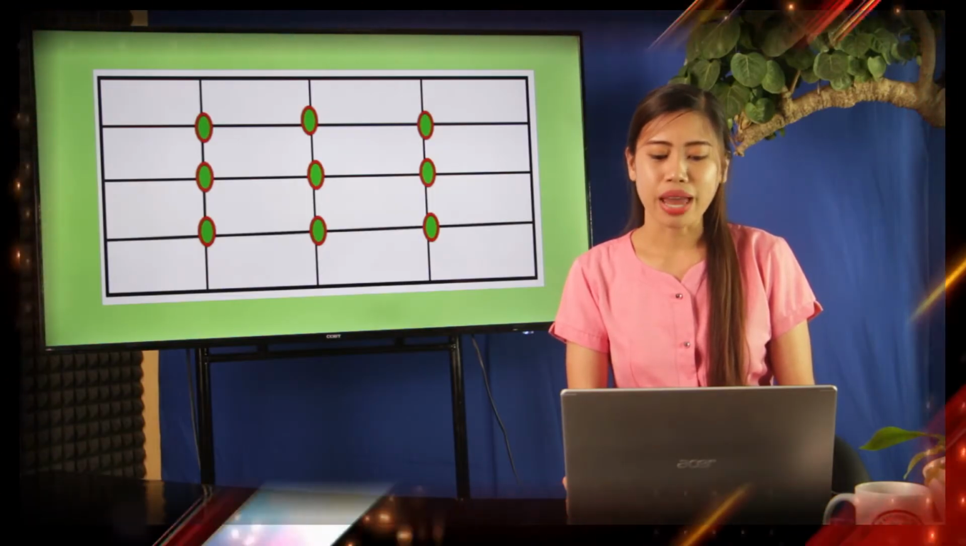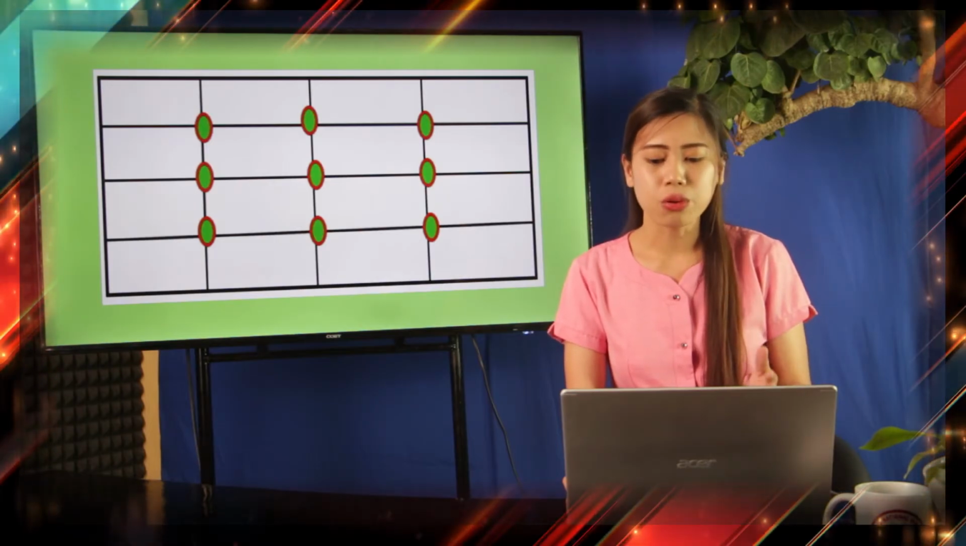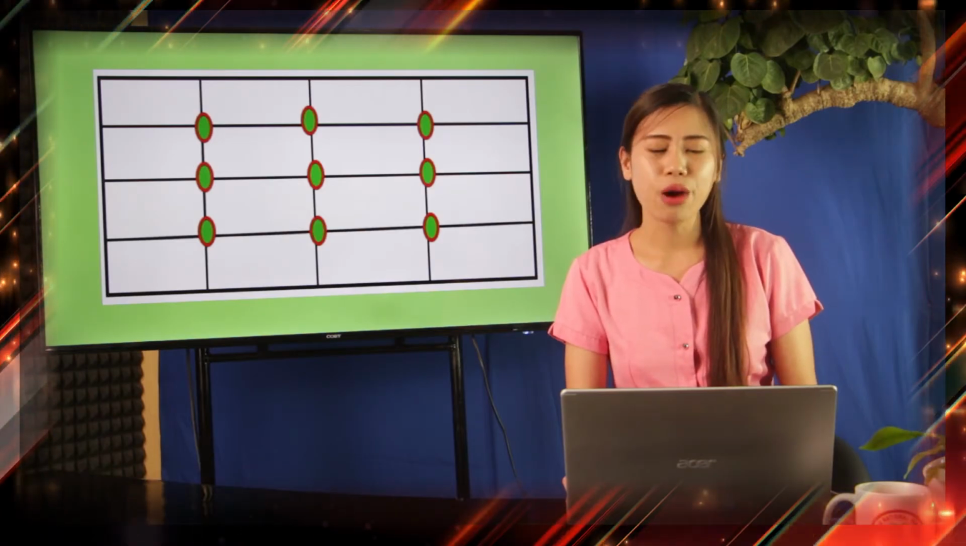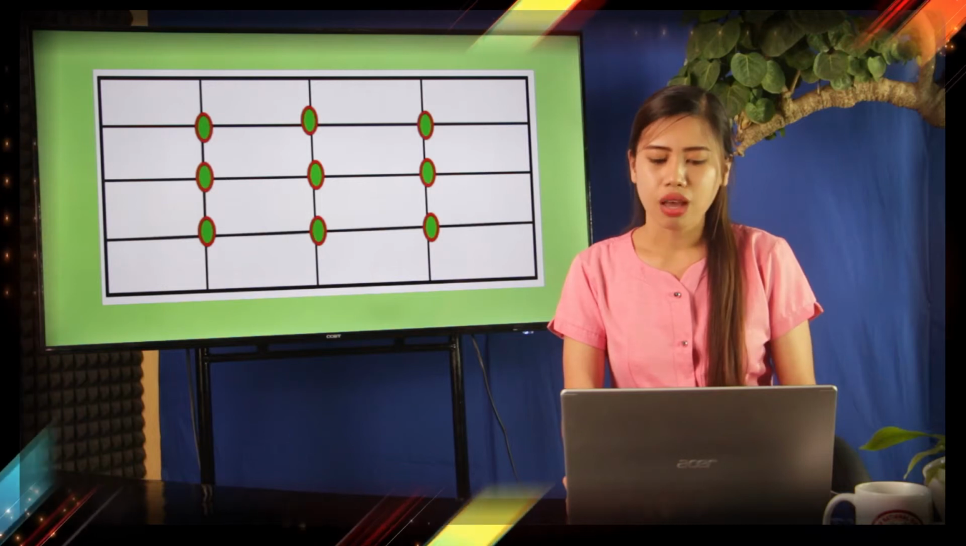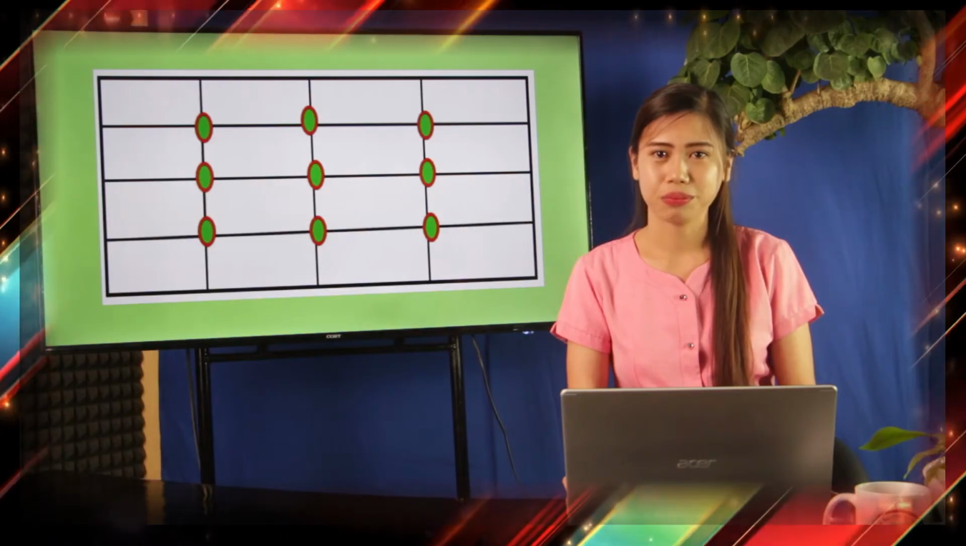Third, better supervision is possible. Mas nababantayan mo yung mga halaman or yung halamanan mo. The fourth one, intercropping or growing a crop among the trees of a different kind is possible.